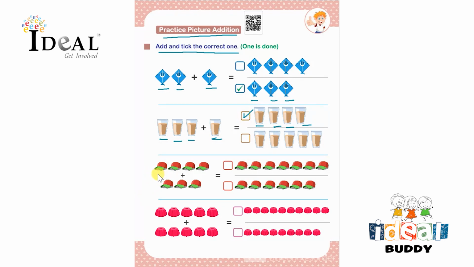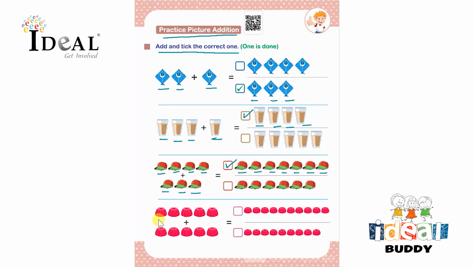After that 1, 2, 3, 4 plus 1, 2, 3. So 4, 5, 6, 7. There are 7 objects over here. That is 7 caps given over here. So the correct answer is 1, 2, 3, 4, 5, 6, 7. So this is the correct answer.